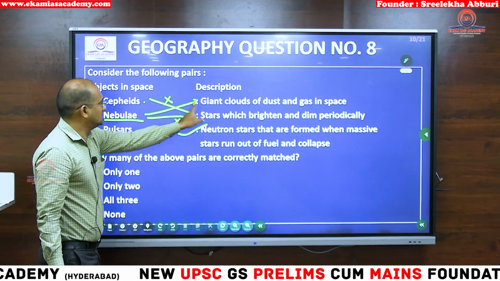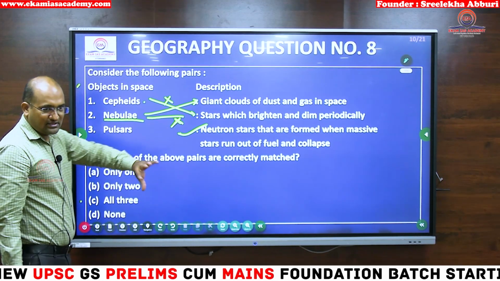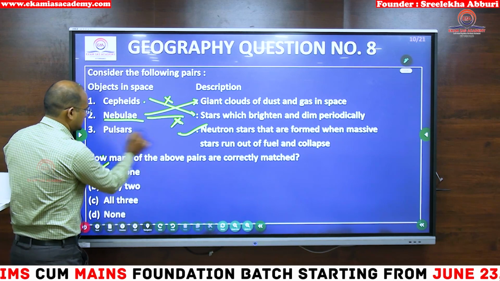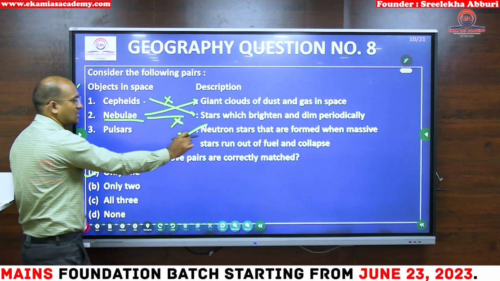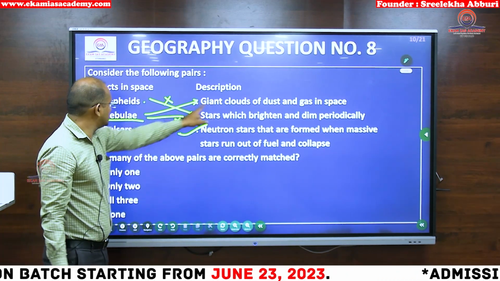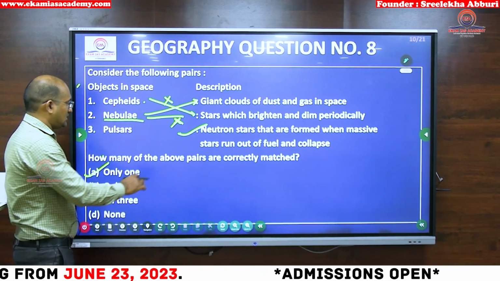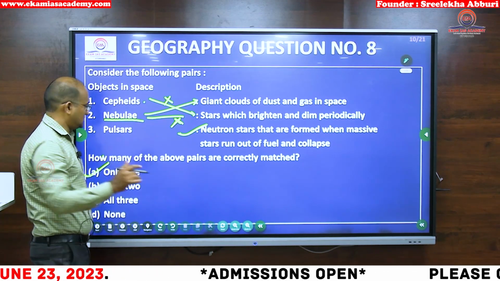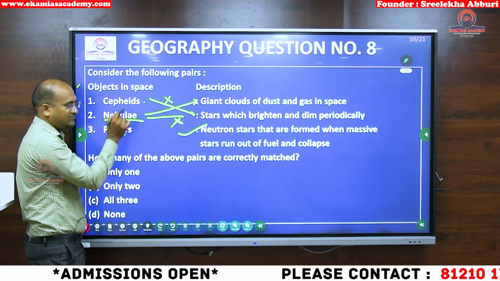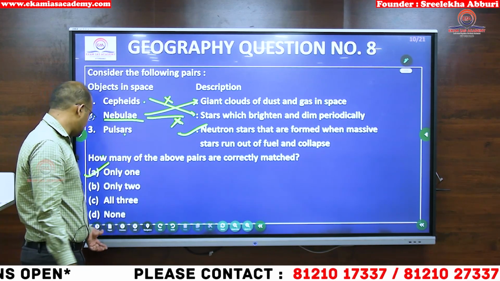So for Cepheids, this is a wrong combination, and nebulae is wrong, but this is the right combination. Earlier the questions used to be easy, but now: how many of the above pairs are correctly matched? Only one. Pulsars are neutron stars that are formed when massive stars run out of fuel and collapse. Nebulae is wrong, nebulae are giant clouds, and Cepheids are stars which brighten and dim periodically. These types of questions you can do only when you have specific knowledge. You cannot eliminate. So you should know what nebulae are and what Cepheids are. If you know that, you can do it, otherwise it is difficult.